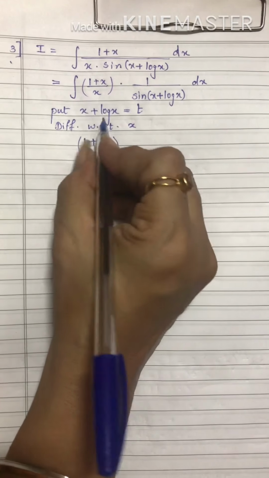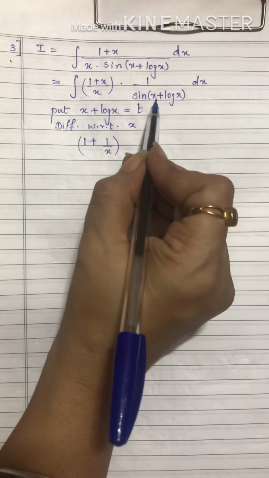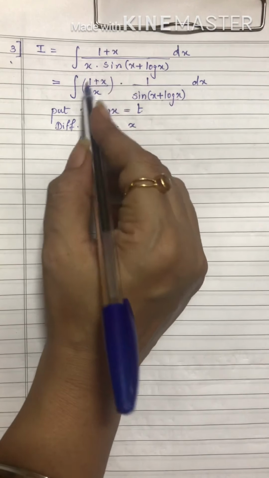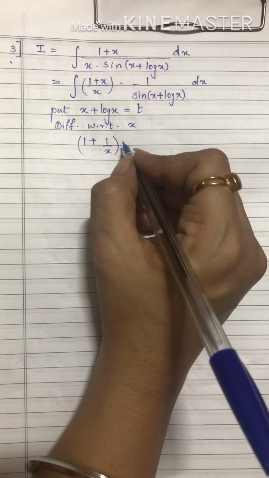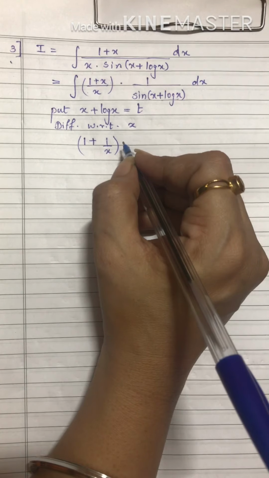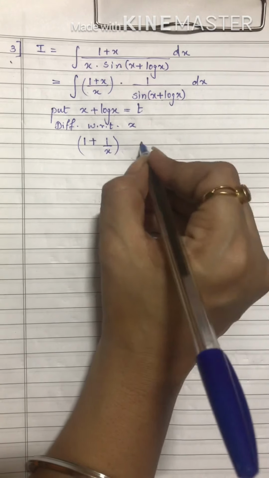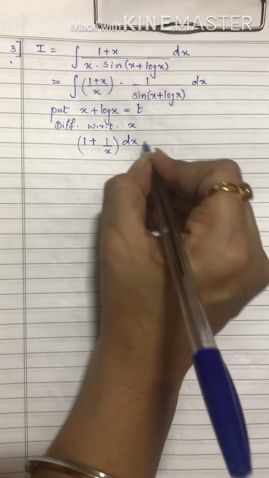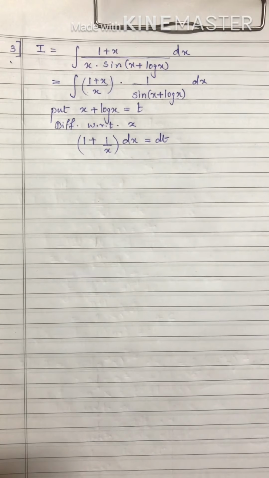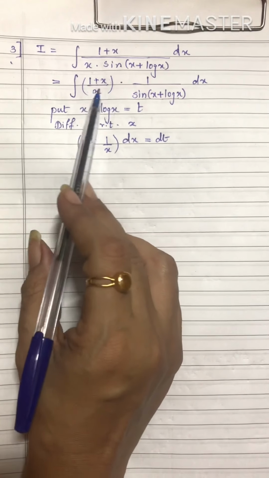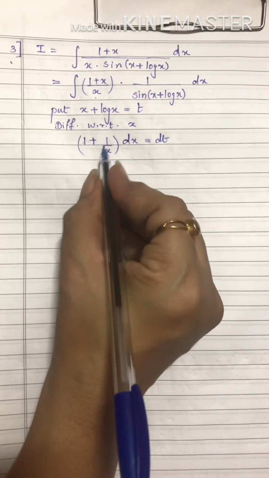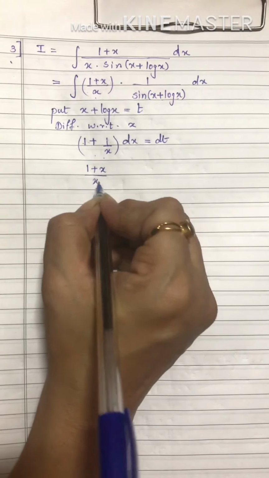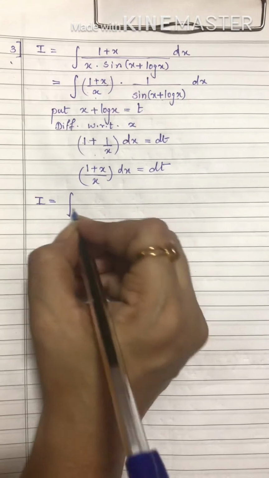I hope you have understood why I took this as substitution. Now when I'm differentiating, I'm getting this here. Now on the RHS we get dt upon dx. So the dx we will take here, so dx is equal to dt upon 1 plus x upon x. Now when you cross multiply this, you will get x plus 1 upon x. So that is nothing but 1 plus x upon x dx is equal to dt. Fine. So we will use this and write the I again.